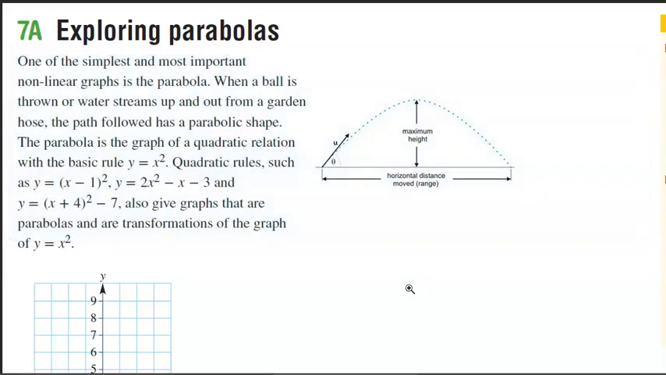Now, just like new topics, the start of looking into parabolas is quite simple. One of the simplest and most important non-linear, being a key word, graphs is a parabola. So when a ball is thrown or water streams up from a garden hose, the path that it creates follows what's called a parabolic shape. Now, to dissect "para", the prefix has many definitions, but the main definition for it just means beside.